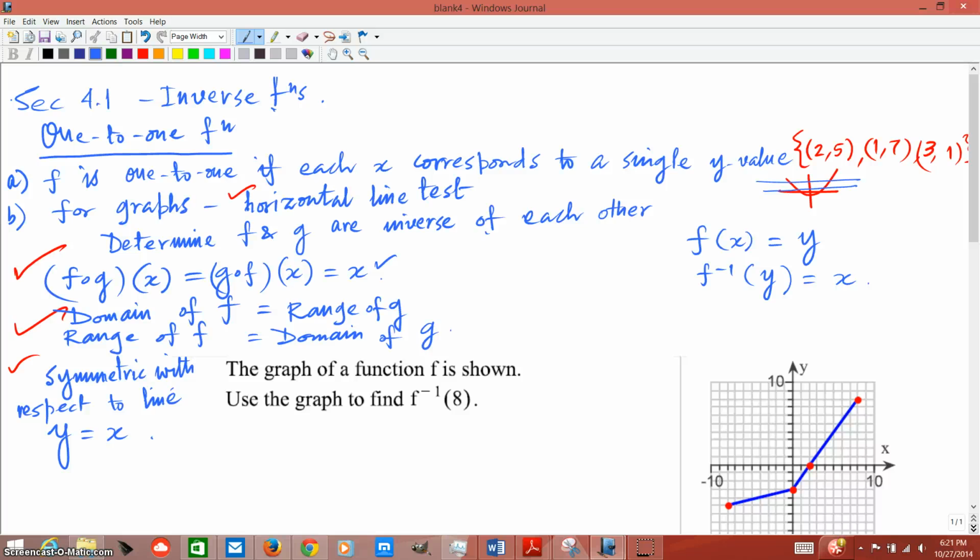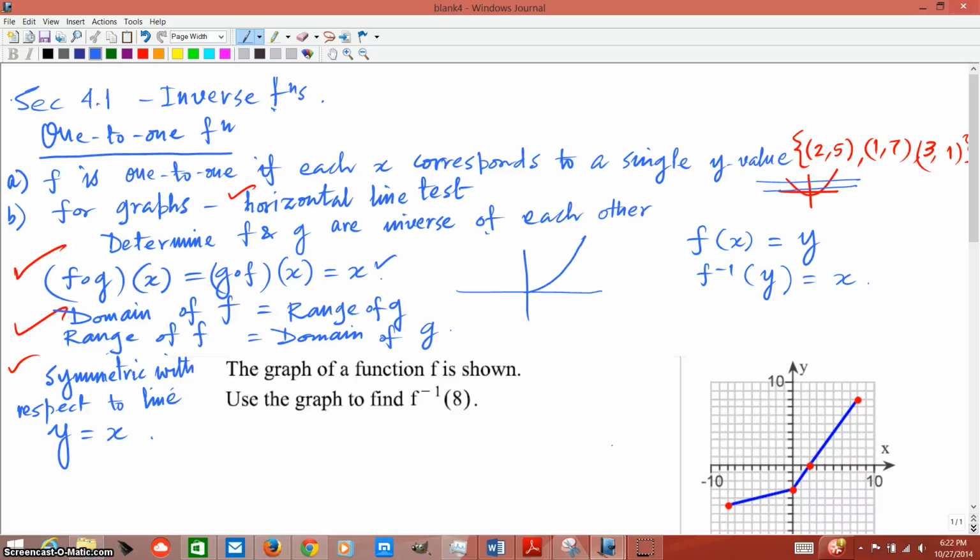And if the two functions are inverses of each other, the domain of f will be the same as the range of g, and the range of f will be the same as the domain of g. And if you think about a graph, okay, if I give you something like this one, you can see that it does pass the horizontal line test, so it is a one-to-one function, right? So it should have an inverse function.